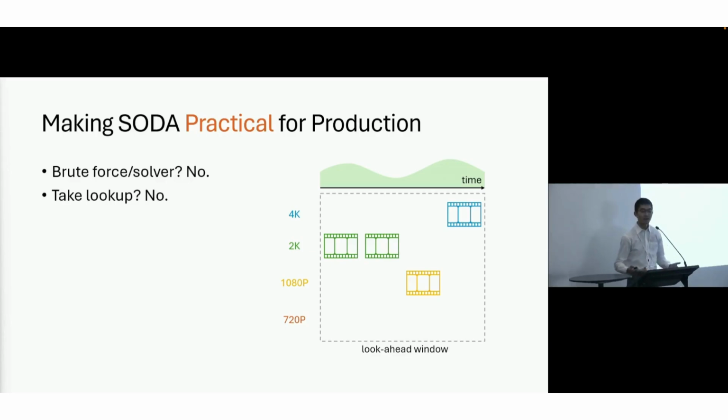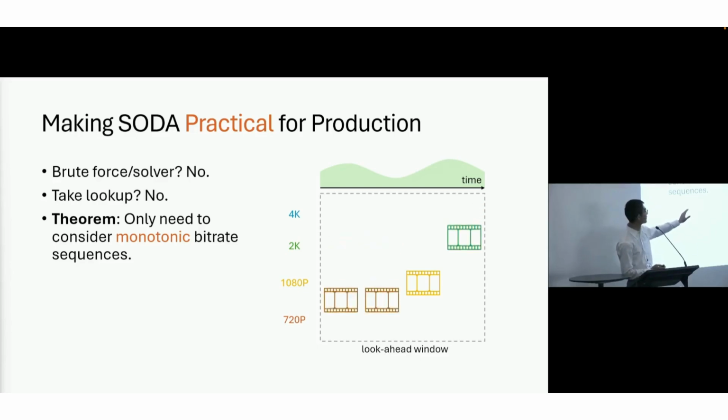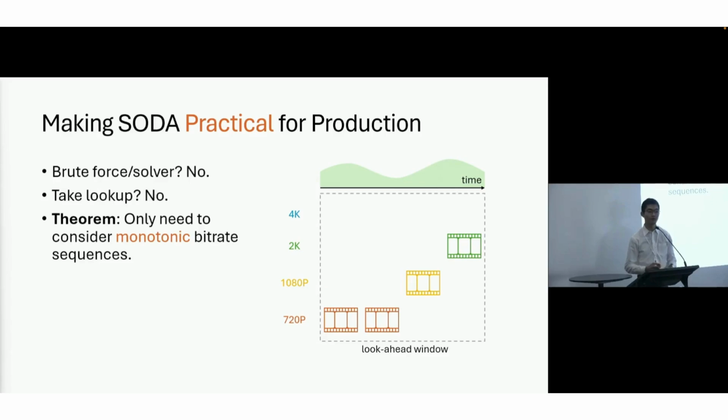Our insight is that in practice, what most people are doing is having a constant point prediction. And in that case, through our theoretical analysis, we show that for SODA we only need to consider monotonic bitrate sequences when solving the optimization problem. By monotonic, I mean steadily increasing, or you can also have steadily decreasing sequences. So we only need to consider all the monotonic sequences, and that translates to less than 150 iterations in practice, which is not a big deal even for low-end devices.